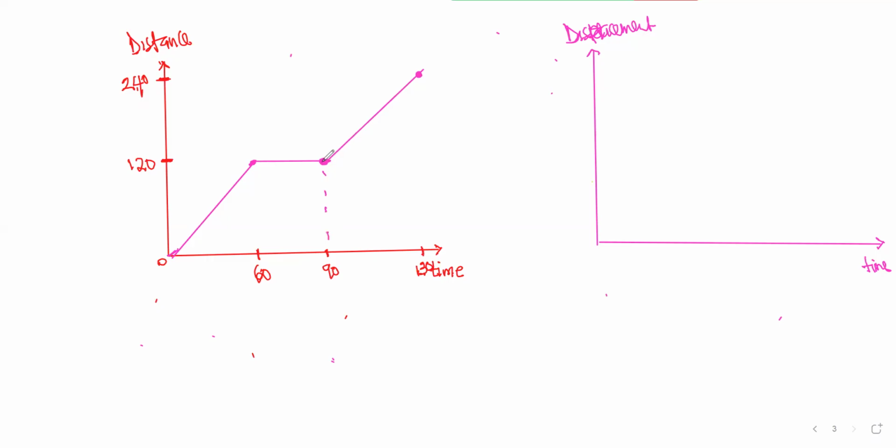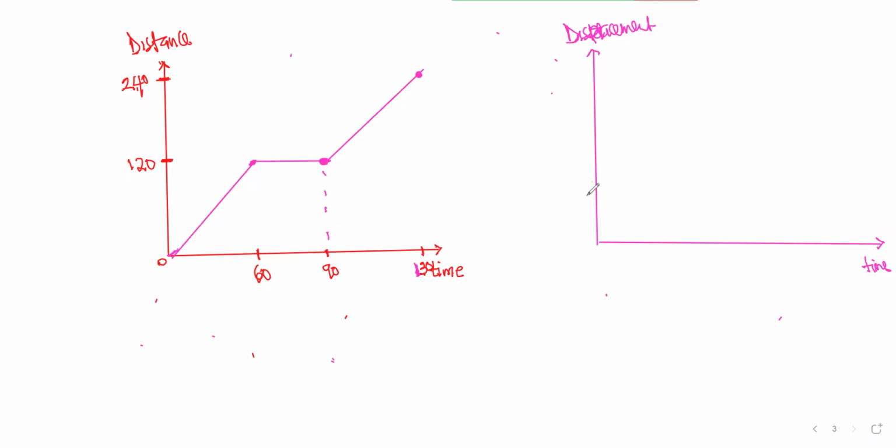After which, Jill walked back home with a constant velocity and she took 40 seconds. So 90 plus the 40, that is why the time is ending at 130. So she further walked, moving from the friend's house to her house, she'll cover the same distance. So 120 plus another 120 will be the total distance. So this is the distance time graph.